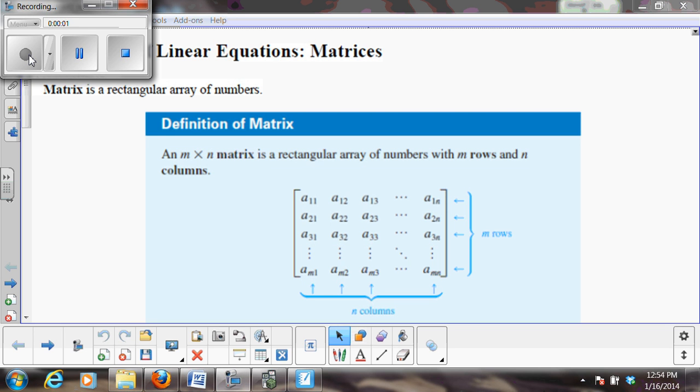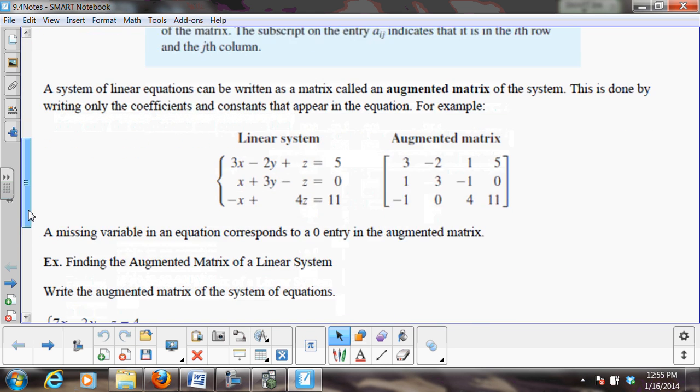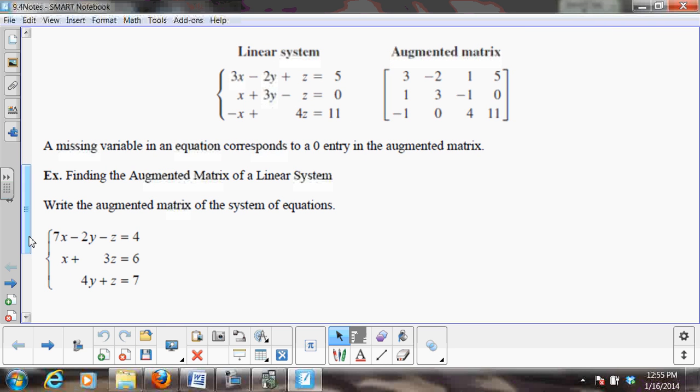This is section 9.4, using a system but writing it into a matrix. A matrix is just an array of numbers in a square or rectangular format. So the whole thing that you can read about here, this top picture, is transforming from a linear system to a matrix.